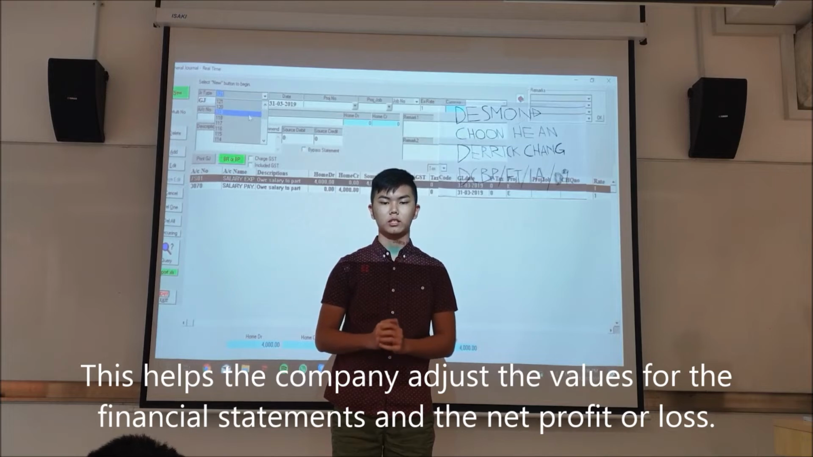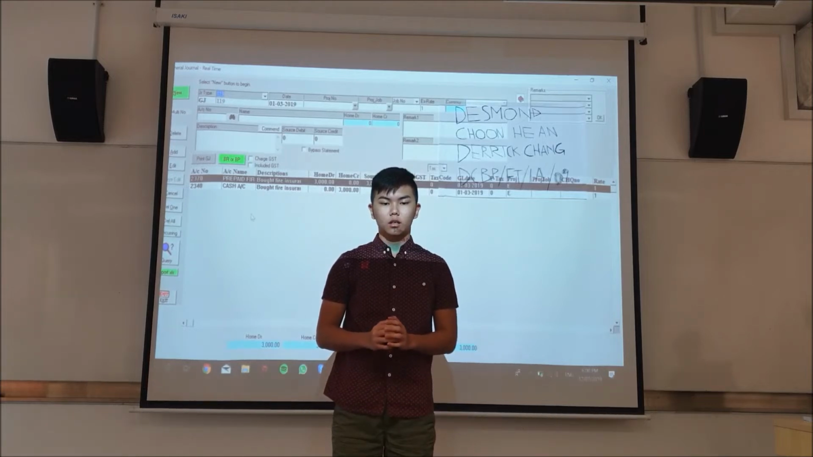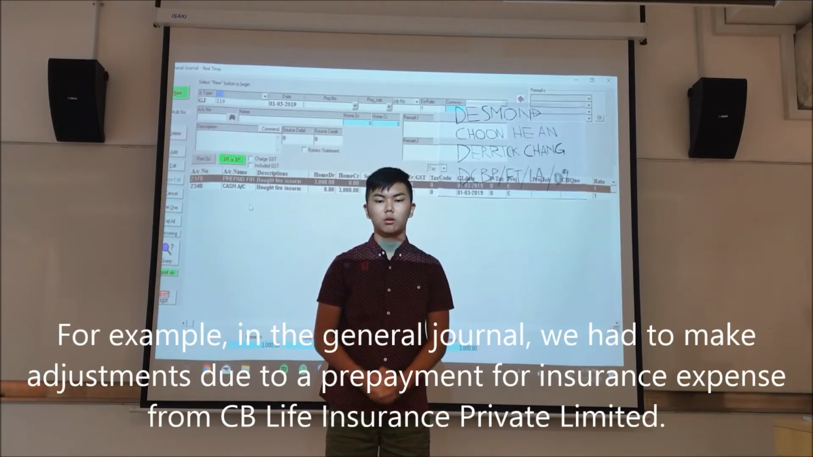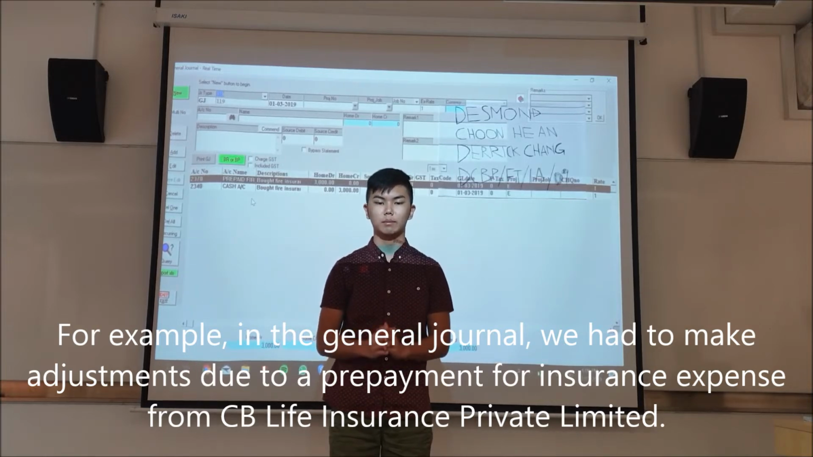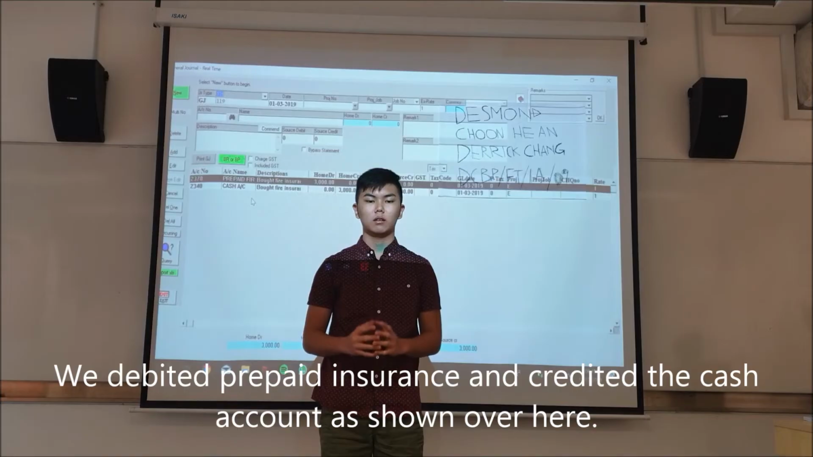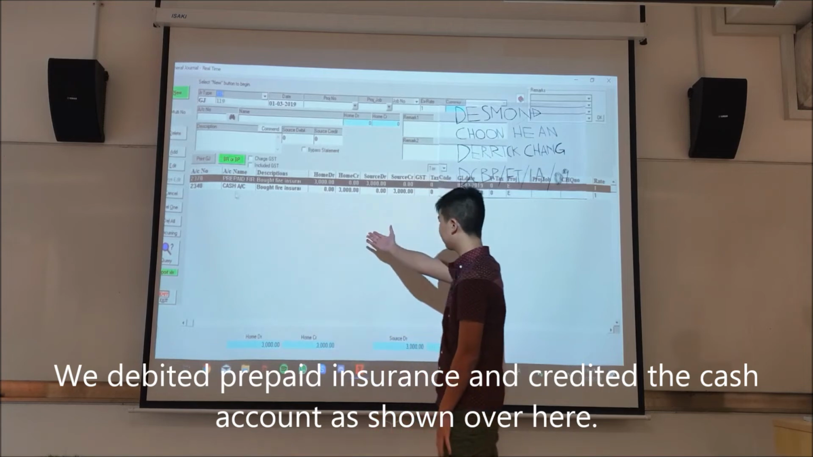This helps the company adjust the values for the financial statements and the net profit or loss. For example, in the general journal, we have to make adjustments due to prepayments for insurance expense from CD Life Insurance Private Limited. We debited prepaid insurance and credited the cash account as shown over here.